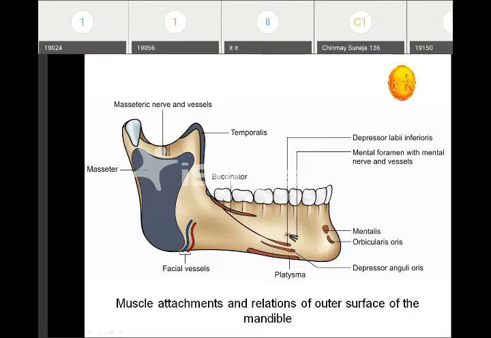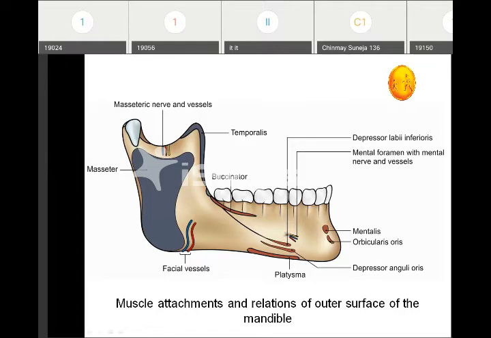depressor anguli oris. These are the origins of these muscles. Then in the incisive fossa near it, there is origin of the mentalis muscle and the orbicularis oris muscle. At the base of the mandible, there is attachment of the platysma muscle, which is a muscle of the neck.